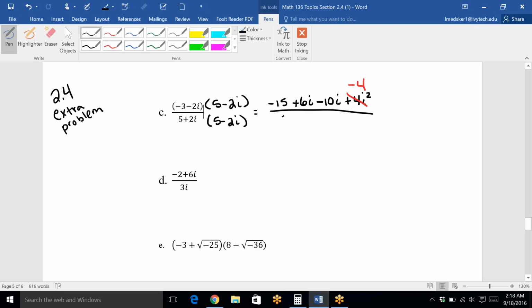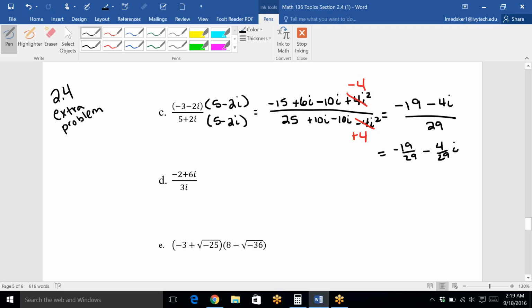And then on the bottom we get 25 plus 10i and minus 10i and minus 4i squared. So that would end up being a plus 4 overall because of the i squared. So then when we combine like terms on top, we get negative 19 minus 4i over 25 plus 4, which is 29. In standard form, that would be negative 19 over 29 minus 4 over 29i.